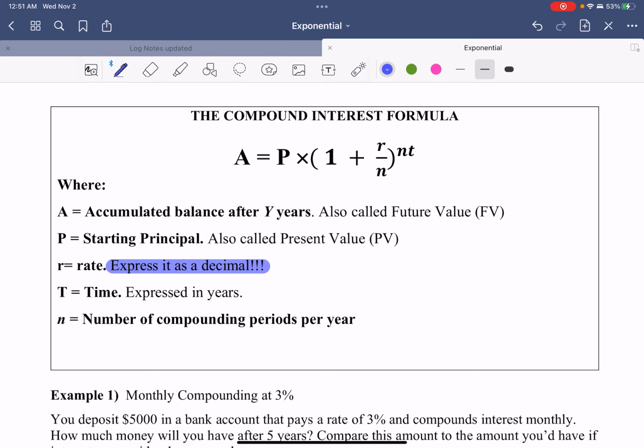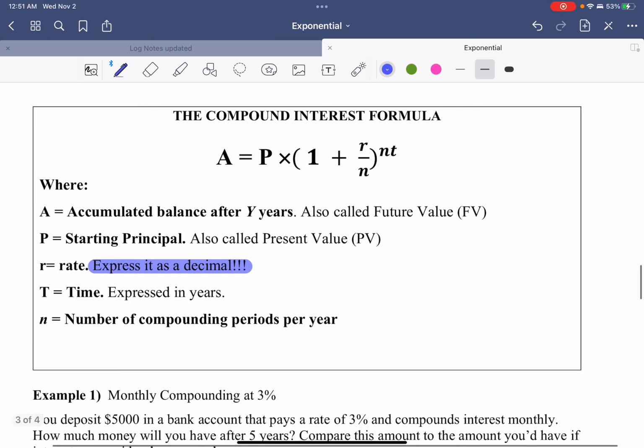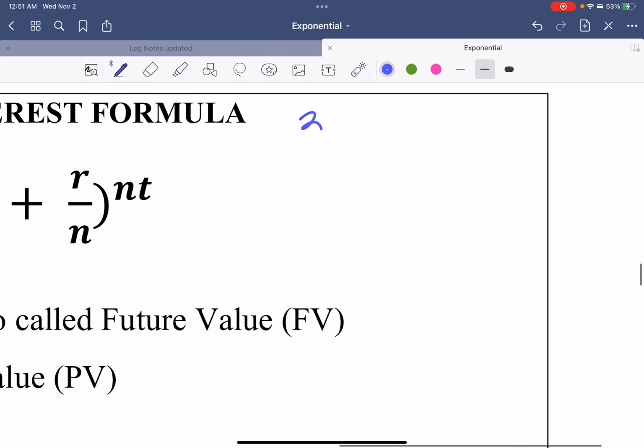The formula will not work if you put a percentage in there. So let's quickly review how to convert between percents and decimals. Let's say they said 35%. What you do is you grab the decimal from the back, and you're going to move it 2 places to the left. So that means that 35% is the same as 0.35.